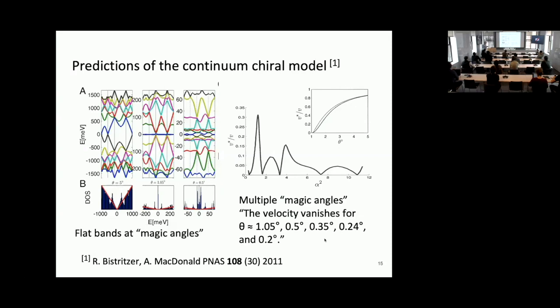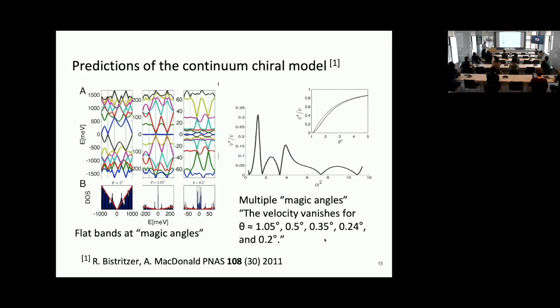So here are some of the predictions of the continuum, so-called chiral model by Bistritzer and MacDonald, and these are some of the band structures that they produced at different twist angles: 5 degrees, 1.05 degrees, and 0.5 degrees. And here are the so-called flat bands, which produce the very high density of states, and especially at 1.05 degrees, you see these very prominent flat bands.